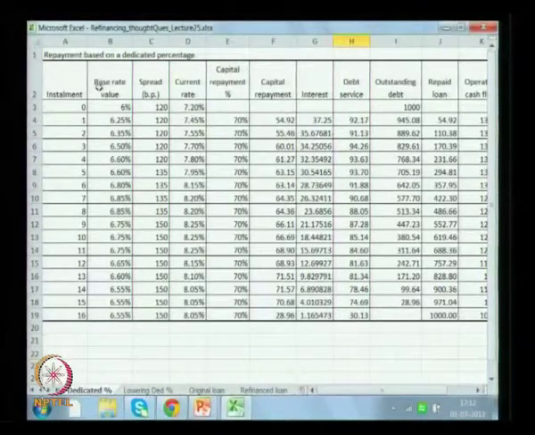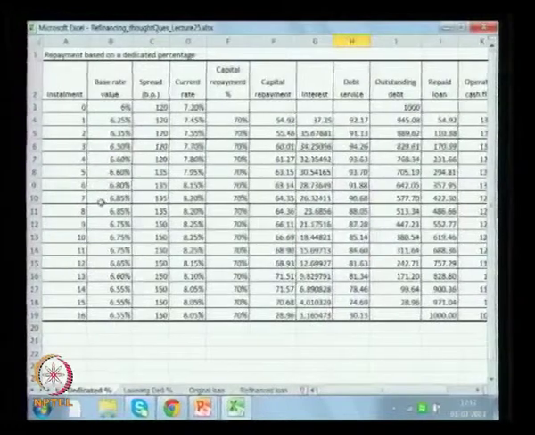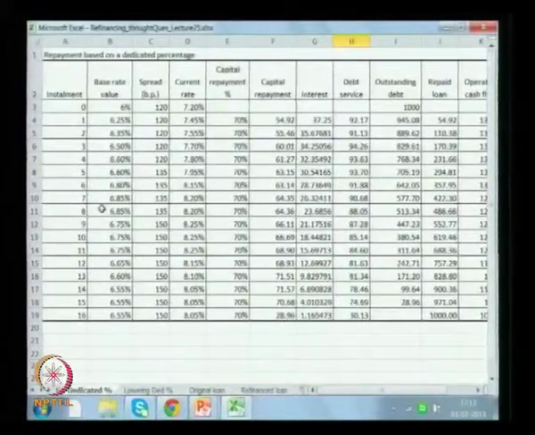Then the next column is the base rate value, which indicates the rate of the loan. As you see, the base rate starts at 6%, gradually increases to 6.85%, and then subsequently reduces to 6.55%.